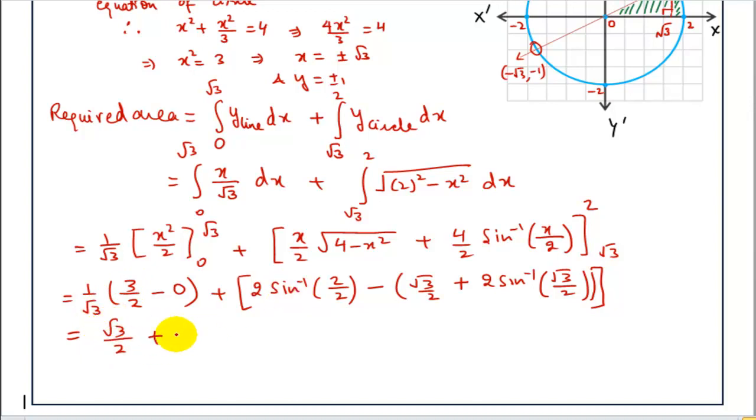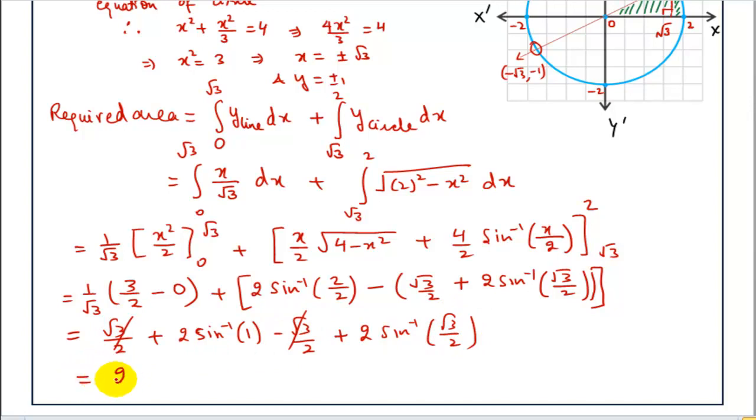Then moving on to the next part, it is twice sine inverse 1. Then if you open this bracket, it is minus root 3 by 2. And the later part is twice of sine inverse root 3 by 2. So we see plus root 3 by 2 and minus root 3 by 2 gets cancelled out. Then sine inverse 1 can be written as pi by 2, plus 2 times sine inverse root 3 by 2 is pi by 3. So even here you can see 2 and 2 gets eliminated.